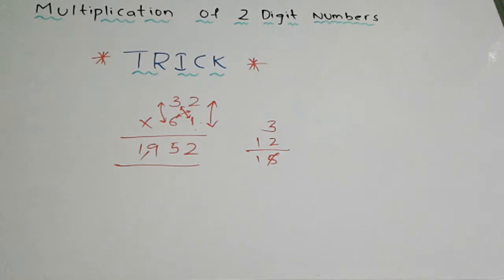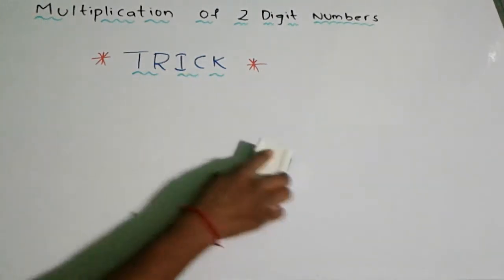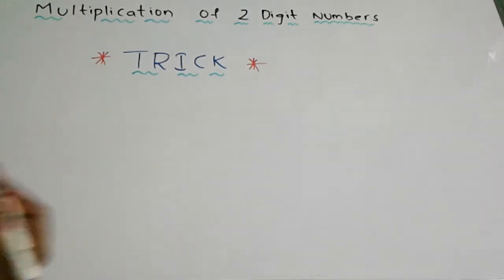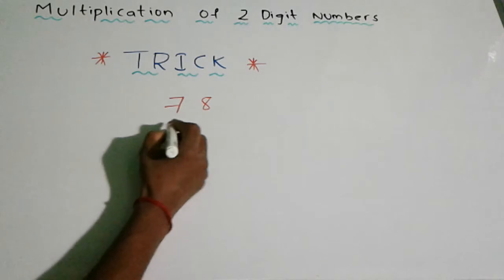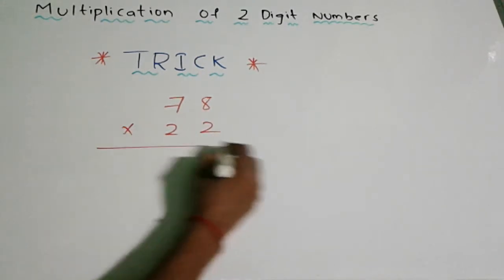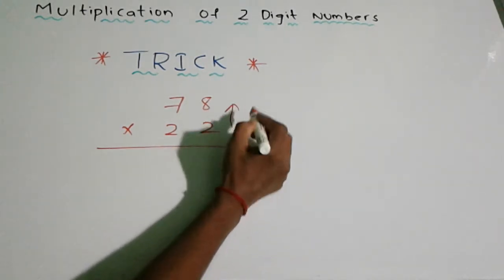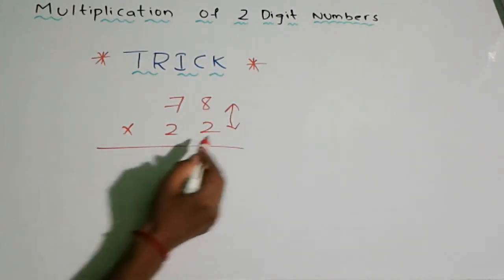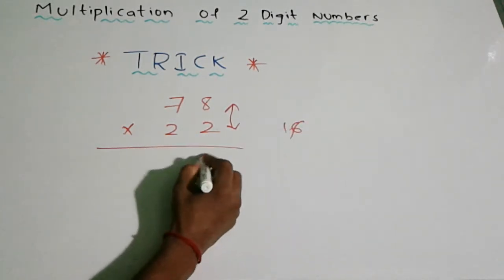And now I am taking another example to solve. Say 78 into 22. So first we have to multiply these two numbers, right? That is 2 8s are 16, right? 6.